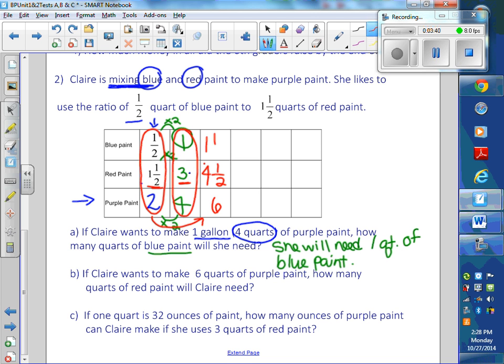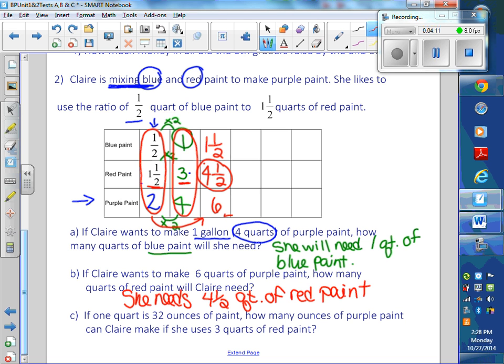1.5. Okay, so if I'm going to read a little more carefully this time to answer the right question. If Claire wants to make 6 quarts of purple paint, I've got the 6 quarts of purple paint. How many quarts of red paint will Claire need? So Courtney, what am I going to say? I'm going to say she needs 4.5. Right. She needs, what's the question? Red. Yes, 4.5 quarts, and we could do a QT for that, of red paint.